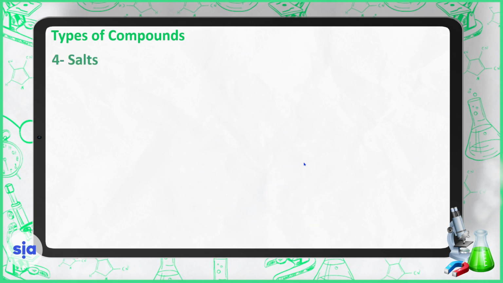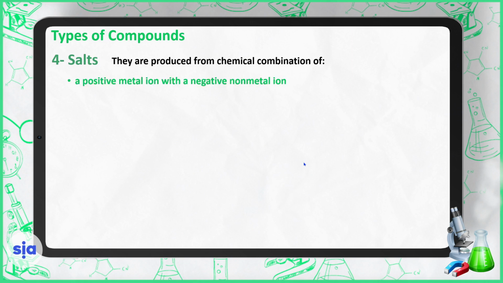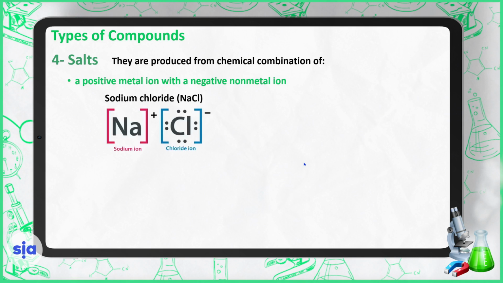The fourth compounds are salts. They are produced from chemical combination of a positive metal ion with a negative non-metal ion. Look at this, sodium chloride. Sodium is a metal and chlorine is a non-metal. When they combine or react together, they will form salt.